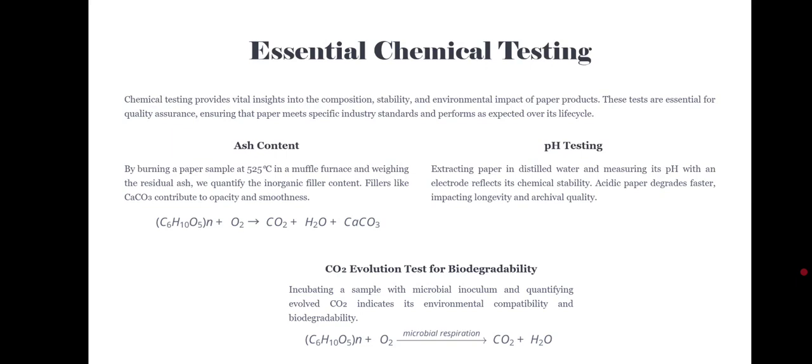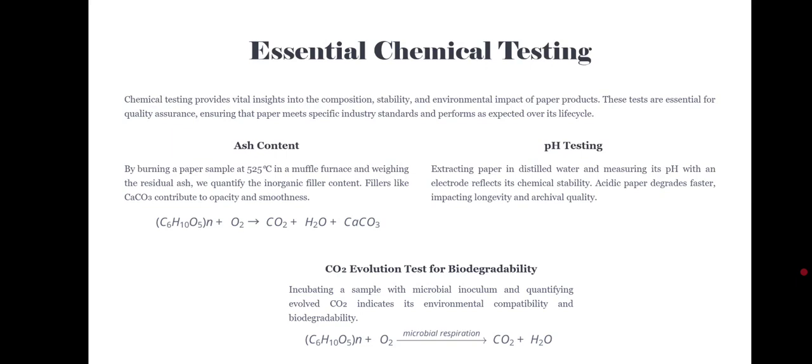Now let's focus on important chemical tests. These tests evaluate composition, sustainability, stability, and environmental safety. For ash content, burning paper at 525 degrees Celsius reveals inorganic filler percentage like calcium carbonate. Here is a reaction in which cellulose is reacted with oxygen to form carbon dioxide, water, and calcium carbonate.